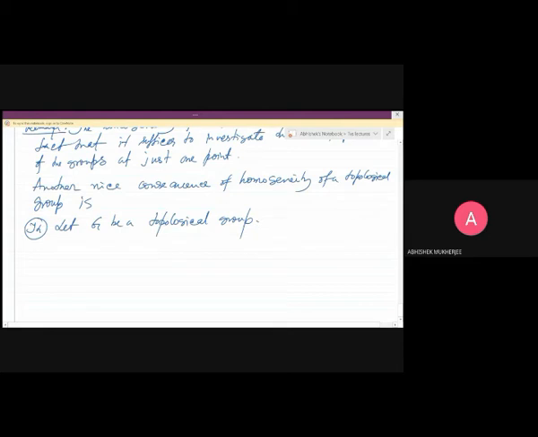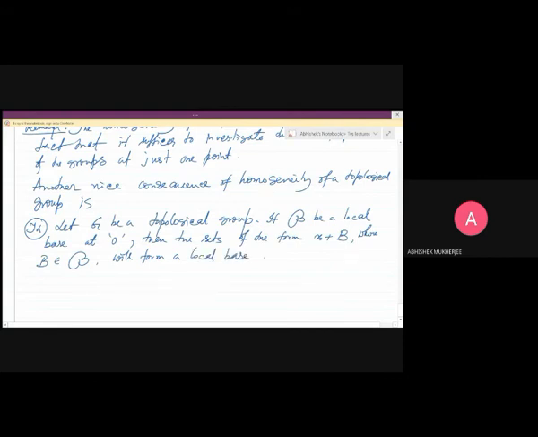Then if curly B be a local base at 0, then you will see that the sets of the form x naught plus b, where b is sitting inside curly B, will form a local base at x naught.